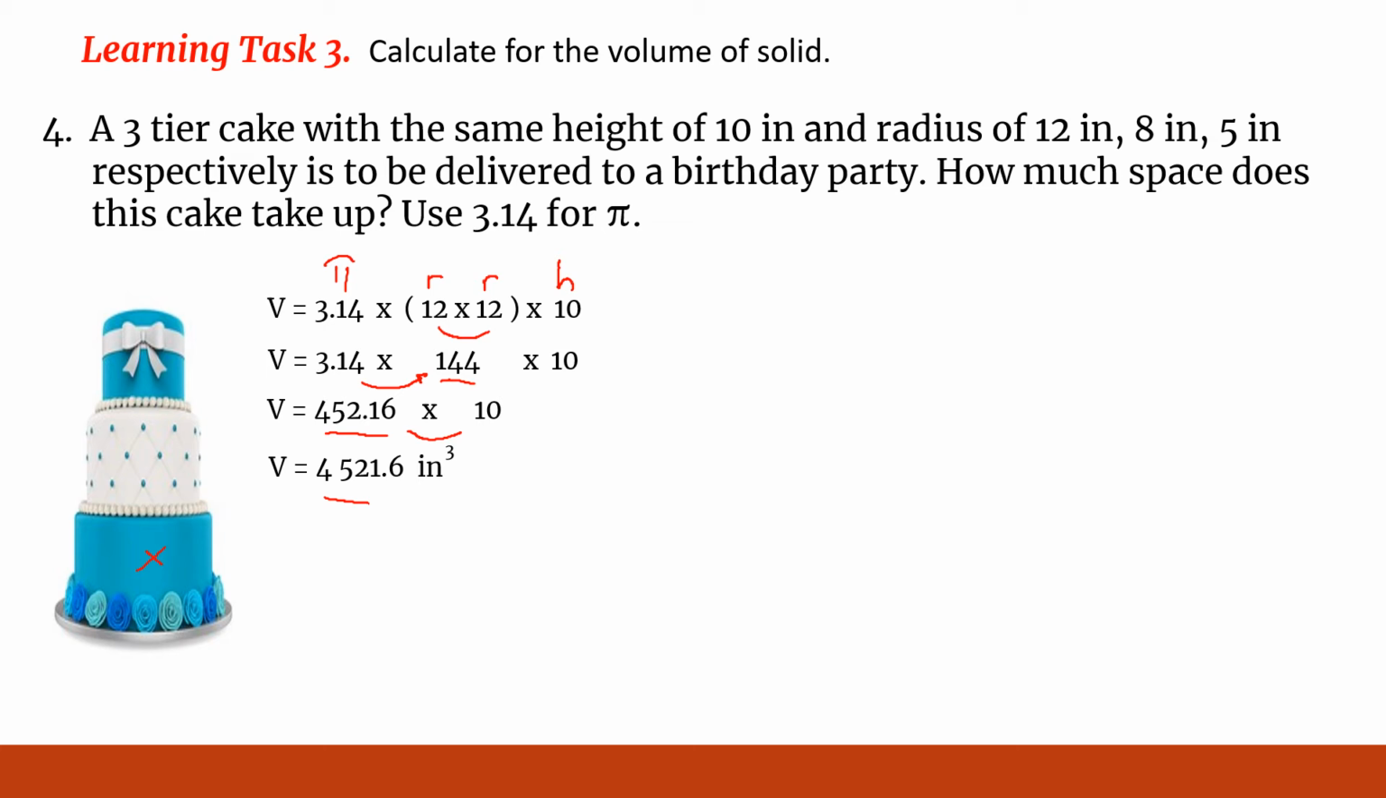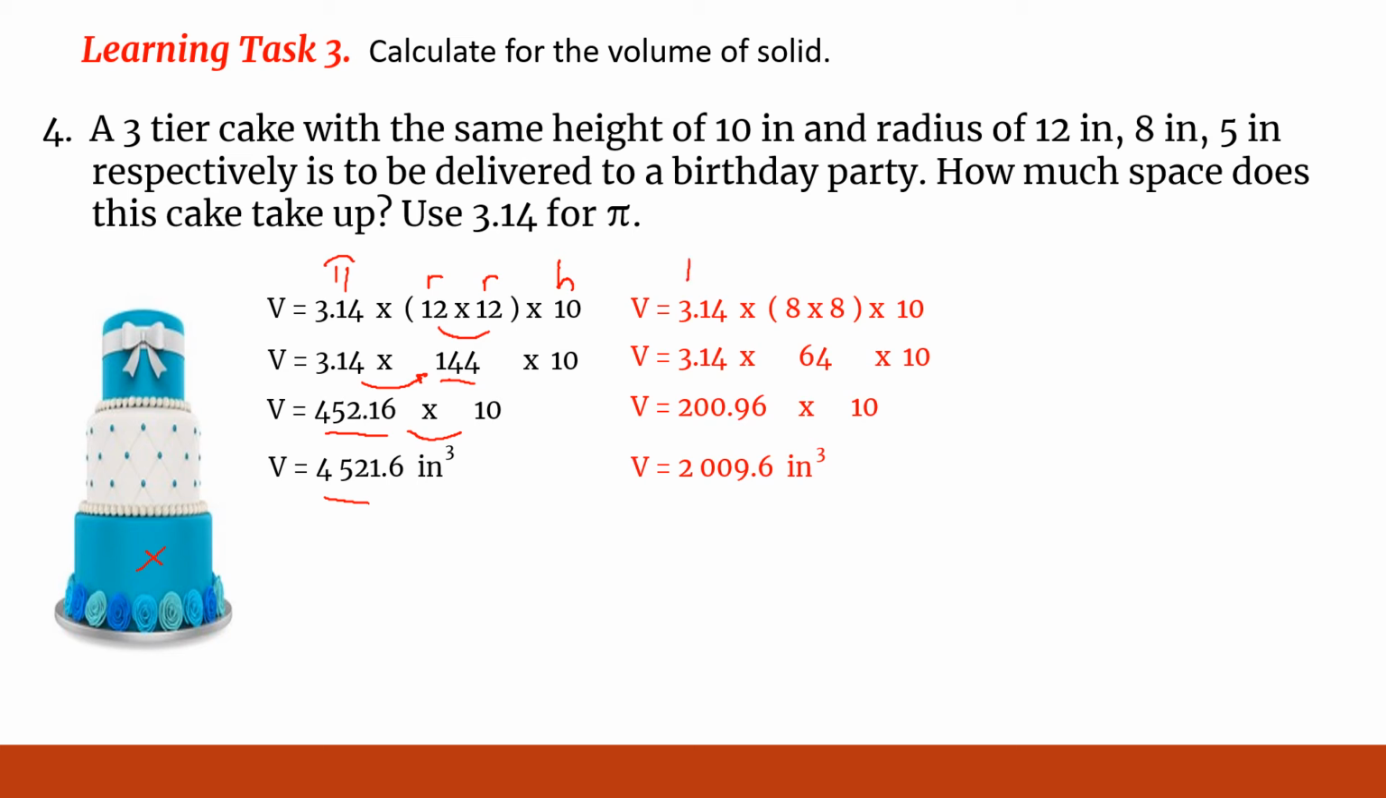Next, we have another radius na kung saan ay 8 inches naman. Still, we'll be using the formula pi r squared h pa rin. Okay? At sabi nga natin, instead of 12 inches, we'll be using 8 inches. And 8 times 8 is 64. Okay? Na kapag i-multiply yung 3.14 and 64 will give us 200.96. And 200.96 times 10 will give us 2009.6 cubic inches. So another volume. Ito naman yung second layer natin doon.